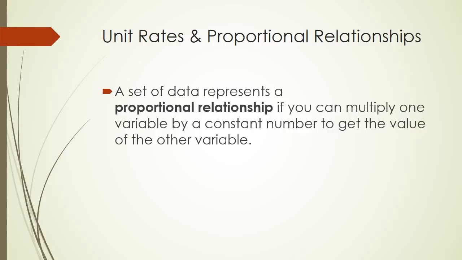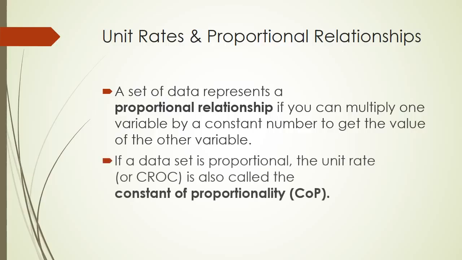In other words, a data set would be proportional if it has a unit rate, or CROC, and meets some other criteria. And if it is proportional, we're going to call the unit rate or the CROC the constant of proportionality. So that we have kind of interchangeable words depending on the situation: unit rate, CROC, or constant of proportionality in certain situations.